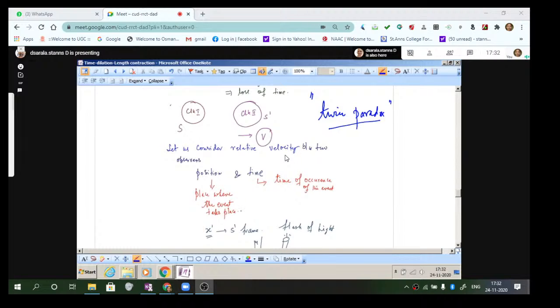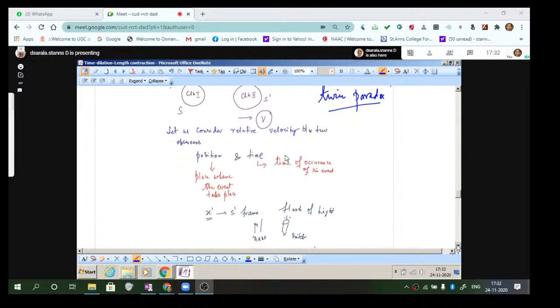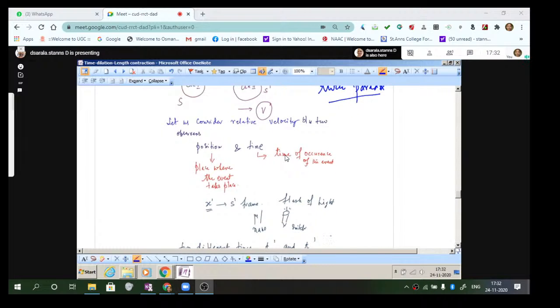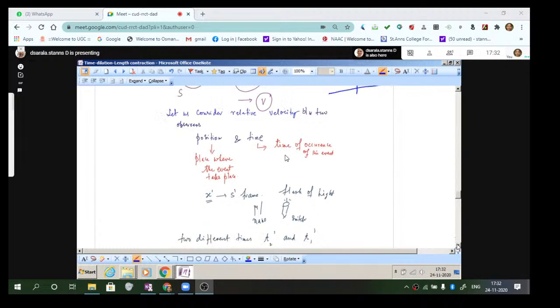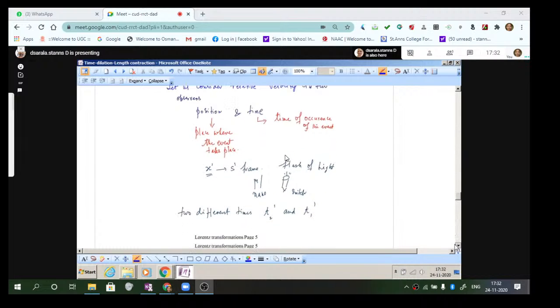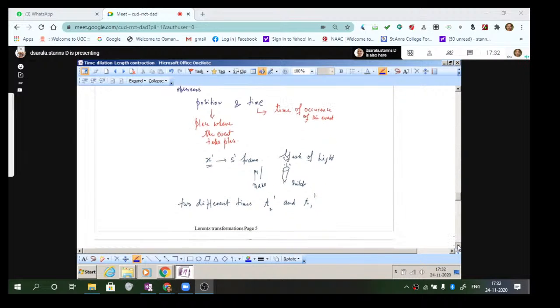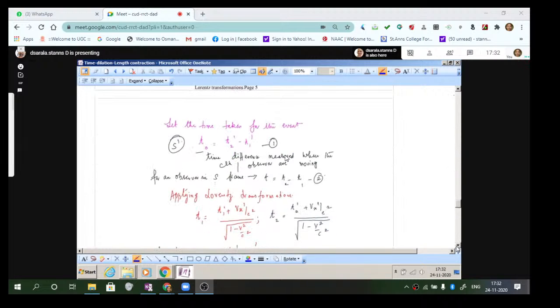This is the place where the event is taking place. This is the time of occurrence of the event. So in the S frame, suppose flashing of light is what you are taking, it is happening at two different times: switching on the light and actual light glowing, but at the same position. So the time taken for the event to occur is given by t naught. This is the actual time, the time difference measured with the clock of the observer who is moving. From a frame which is at rest, it is t2 minus t1.